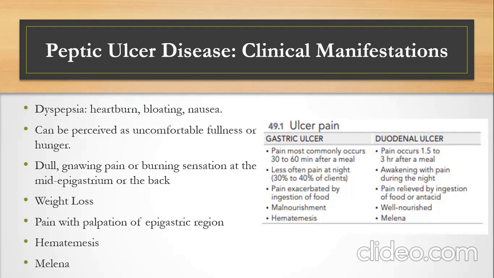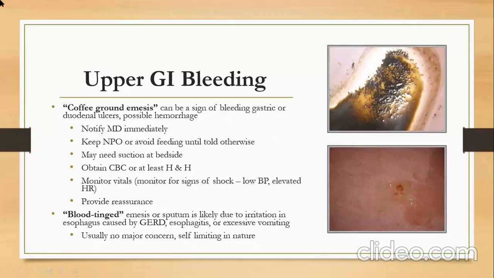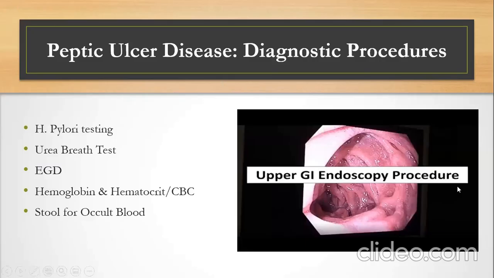You're going to have weight loss if they're refusing to eat with the gastric ulcer. If a baby or a small child, God willing, has a peptic ulcer, then they're probably going to have weight loss. They're going to refuse to eat. Pain with palpation in the epigastric region. And then again, the hematemesis and the melena.